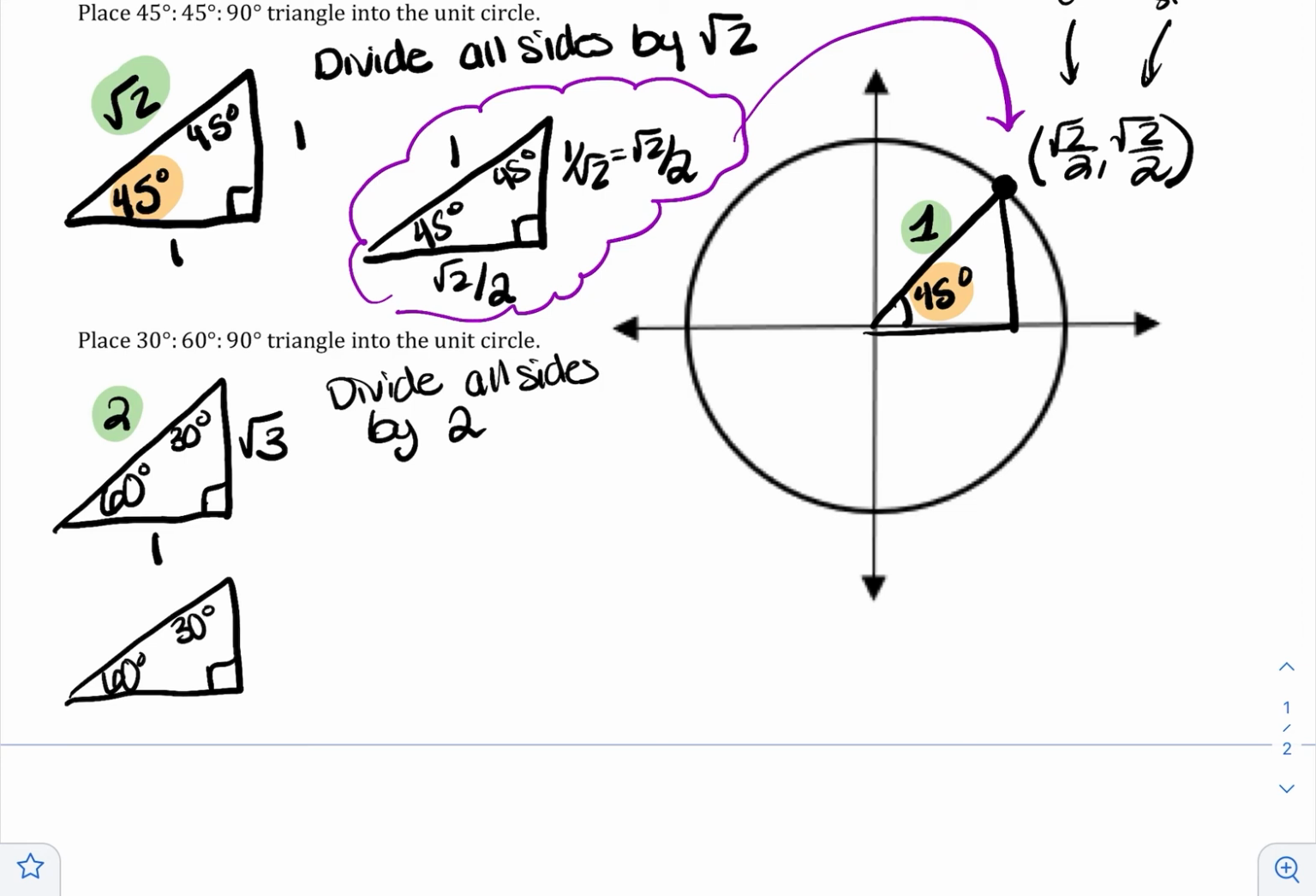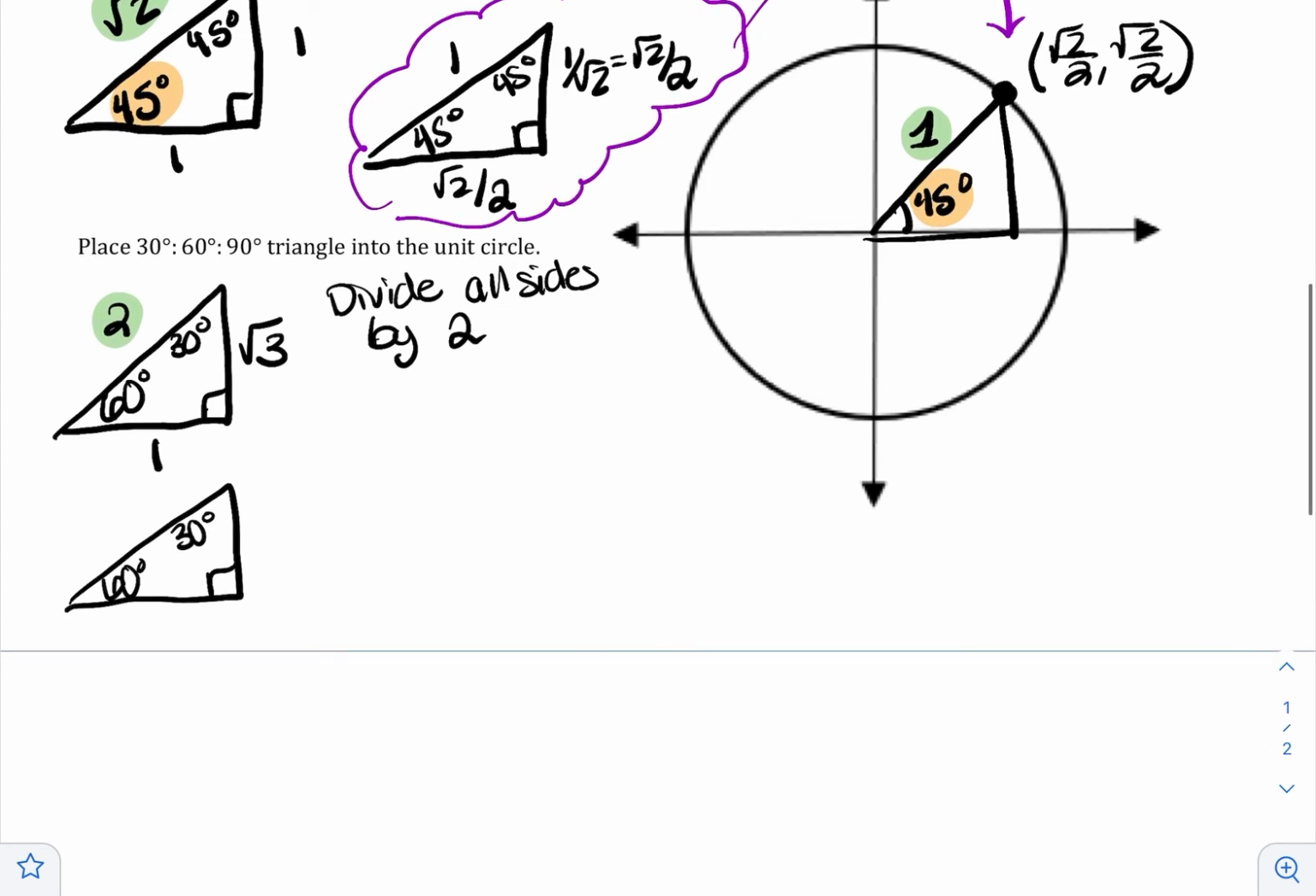So when I do that, I'm going to have a smaller version, same angles. And again, I want to repeat that you can do that because you're doing it to all sides. And remember that no matter how big or how large you make the triangle, the ratios will always be the same. So when I do this, this is 1, this is radical 3 over 2, and this is 1/2.